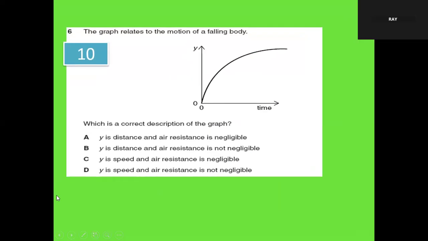This one? The graph relates the motion of a falling body. Which is a correct description of the graph? What's your answer? Falling. What is the answer?